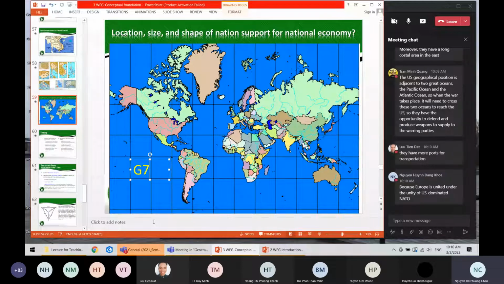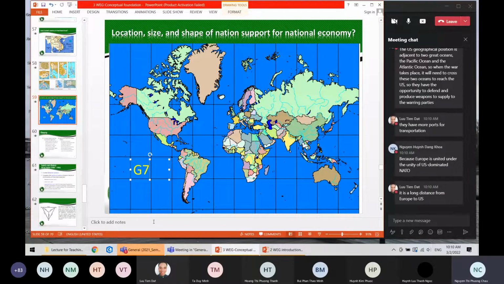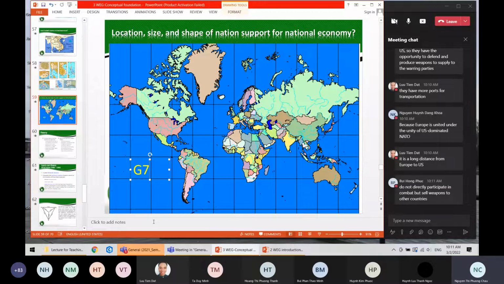But why was the United States not affected by the World War? Because they have more ports for transportation. Yes, because they have two sides of very long coastal area, they can develop many ports for trading, and they earn more for the economy. And from Danqua, because Europe is united under the US-dominated NATO.